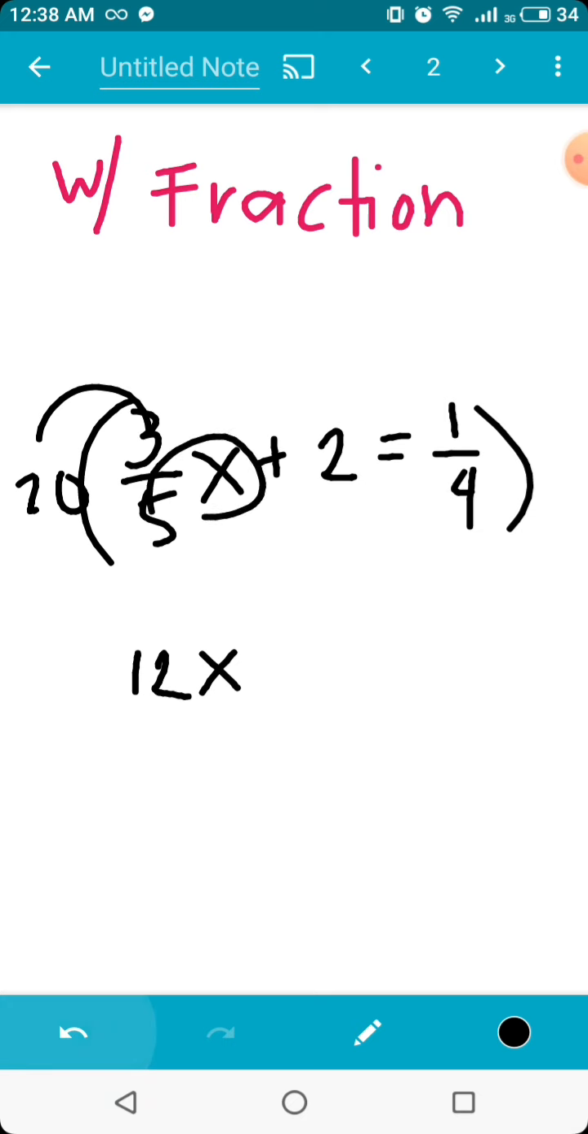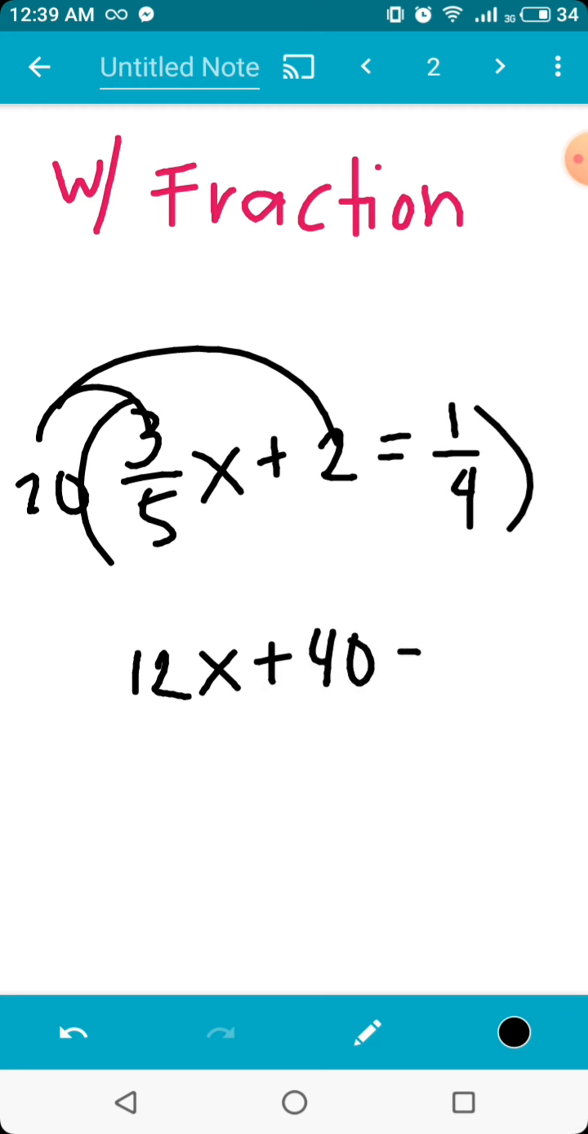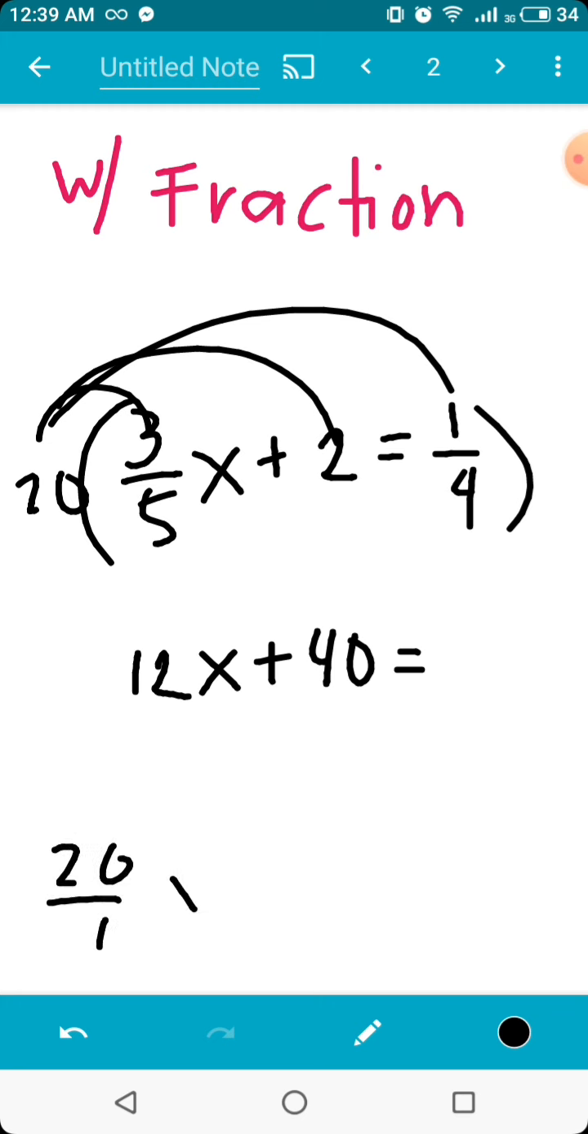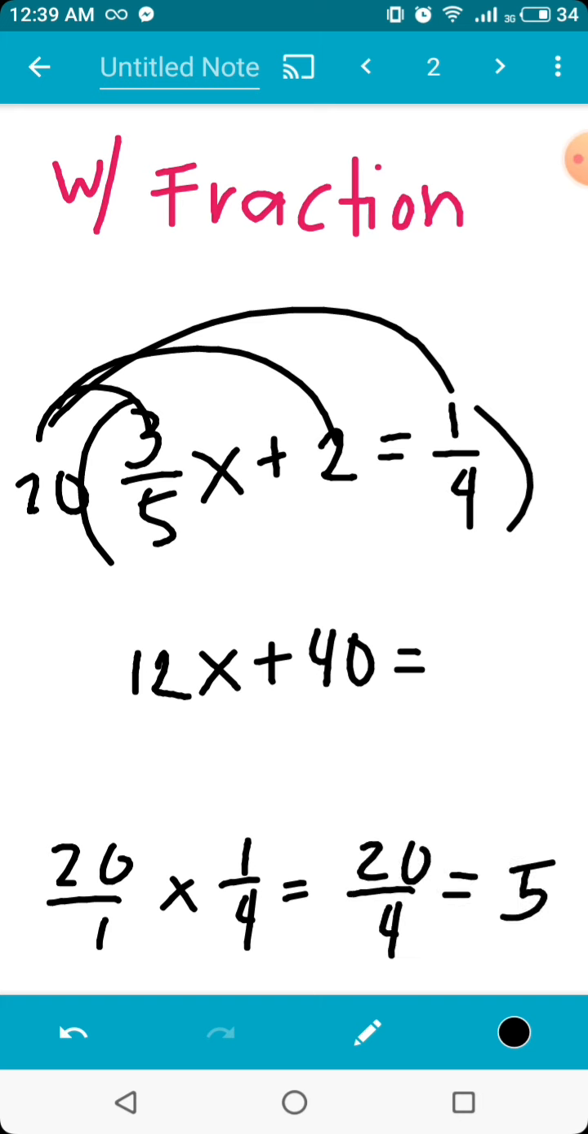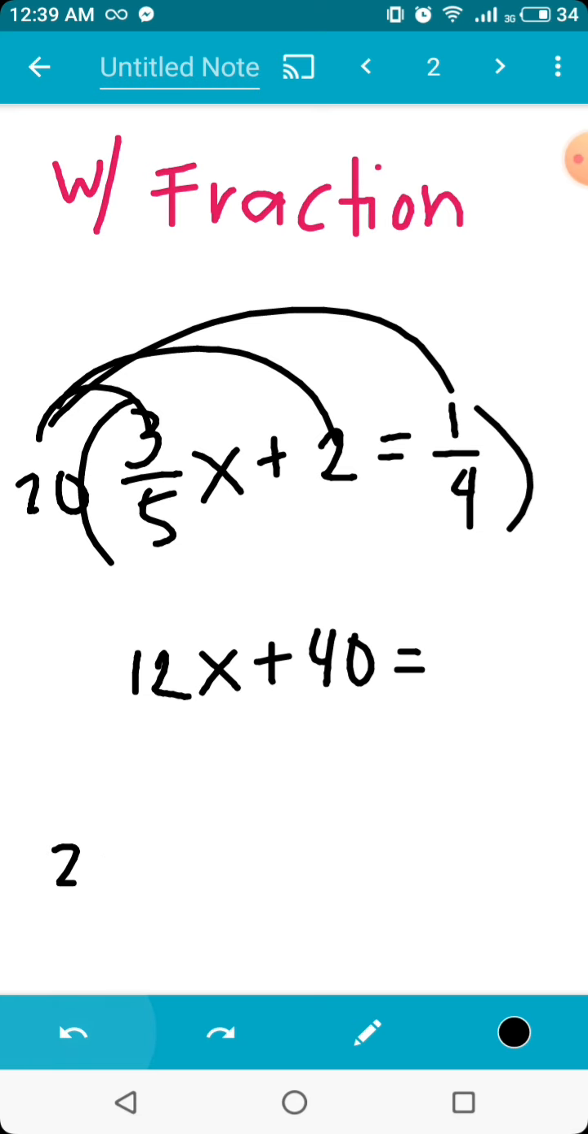Kasi may variable siya. And then, 20 times 2, that is positive 40 equals, then 20 times 1/4, so 20 over 1 times 1/4, so it will become 20 over 4, or, pag dinivide mo, that is 5. Okay? Or just simply get 1/4 of 20. Or, kung gusto nyo, paliitin nyo ulit. So pag dinivide mo yung 20 sa 4, magiging 5, and then magiging 1 to. So, 5 times 1, that's 5. Okay? Over 1, simply 5.